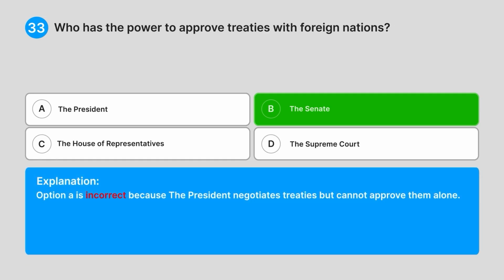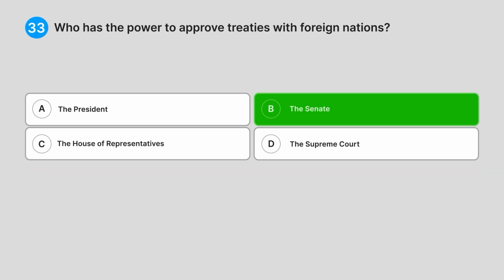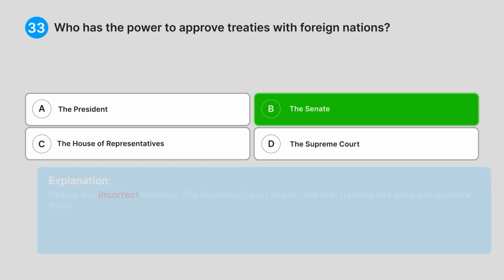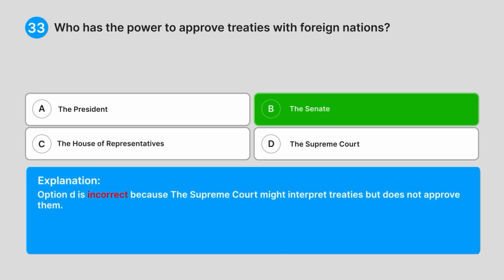Option A is incorrect because the President negotiates treaties but cannot approve them alone. Option C is incorrect because the House of Representatives does not have a direct role in approving treaties, though they are involved in funding and related legislation. Option D is incorrect because the Supreme Court might interpret treaties but does not approve them.